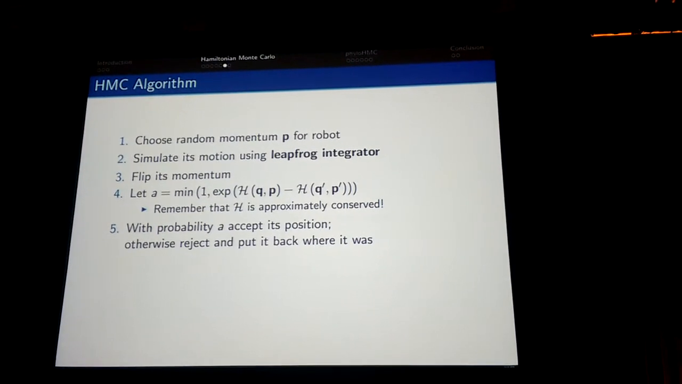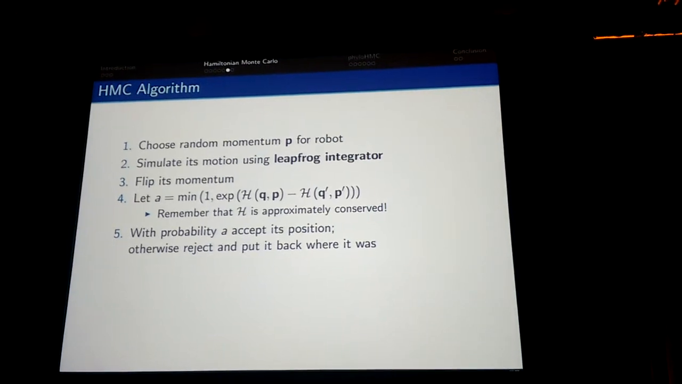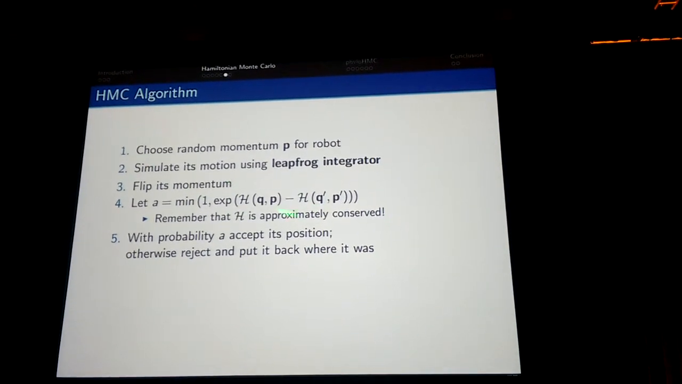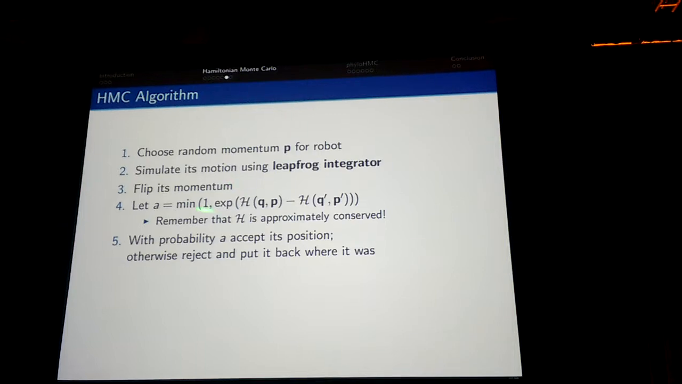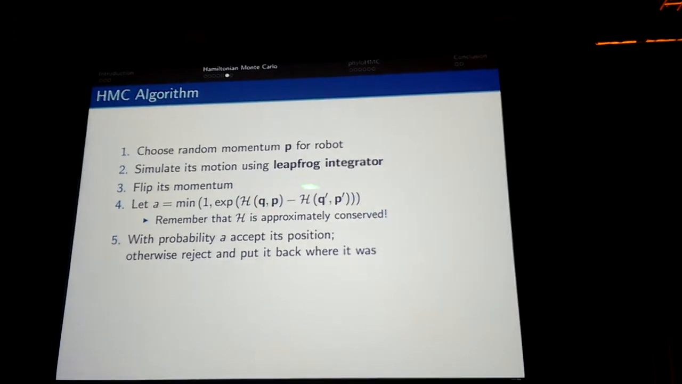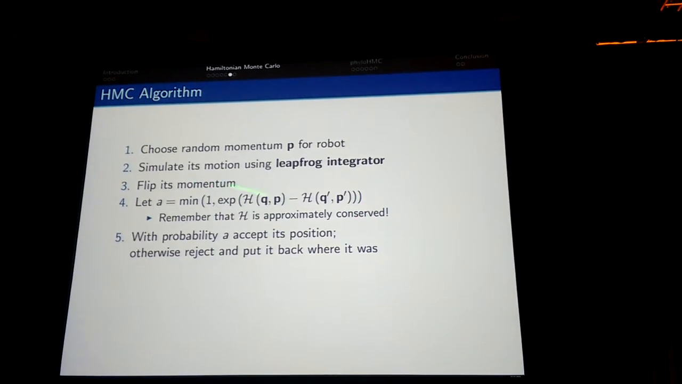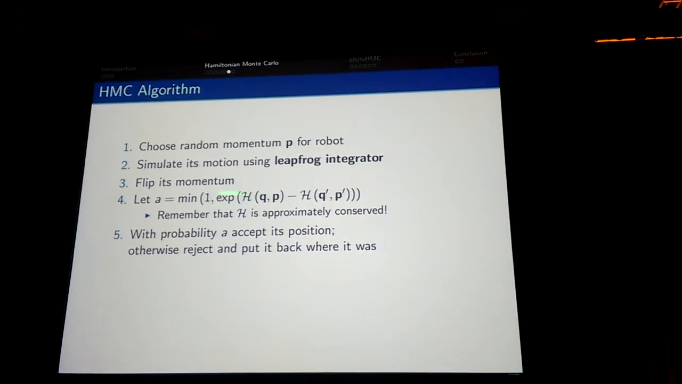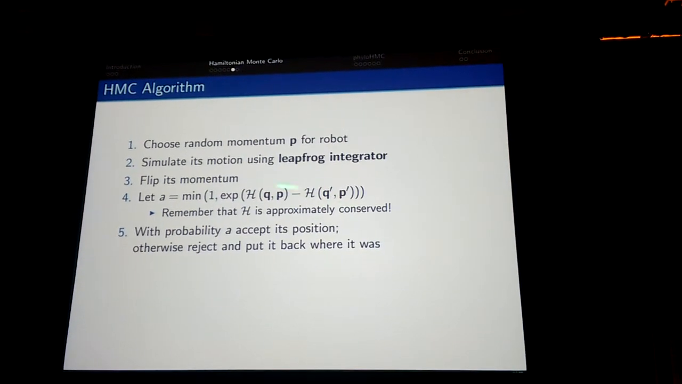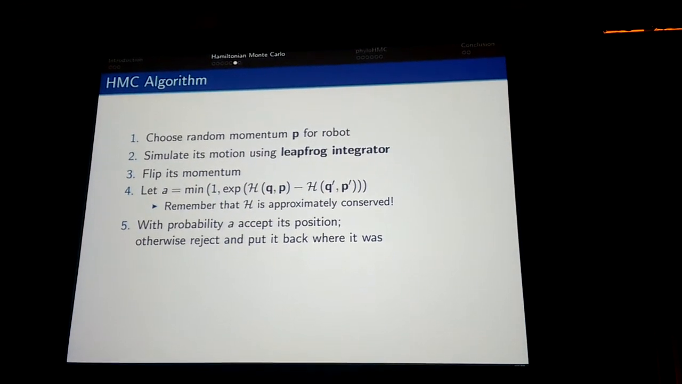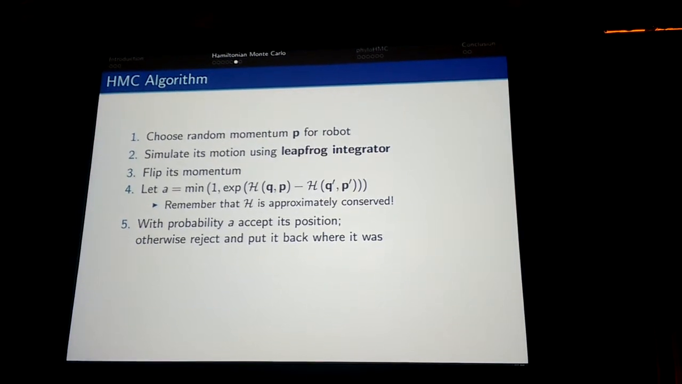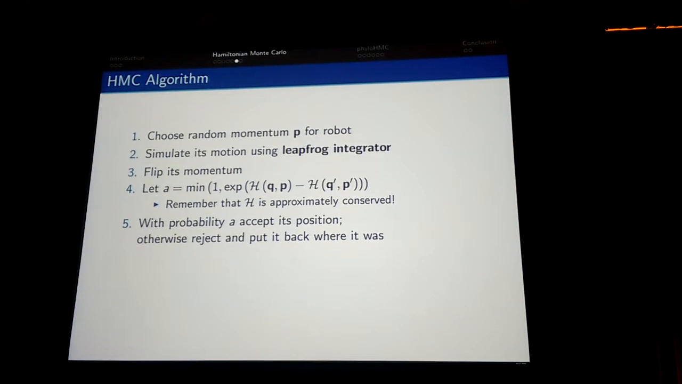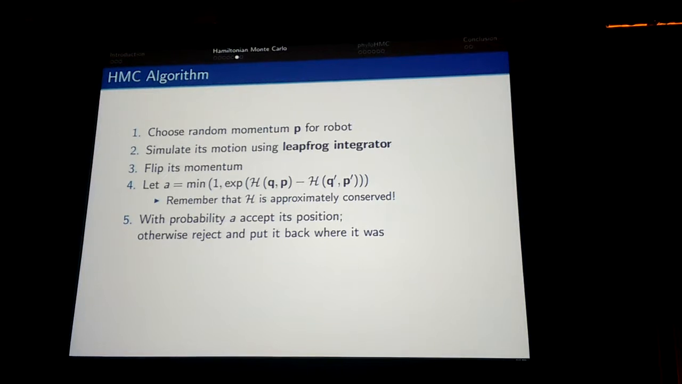Now we have this accept-reject step, and the really important thing is that it's using a subtraction of the Hamiltonians. It's subtracting the Hamiltonian of the new location from the original Hamiltonian, so the energy is just subtracting a new energy from the previous energy. Now, if we were doing the simulation exactly, this energy would be conserved. And so ideally, we would want the acceptance probability to be actually 1.